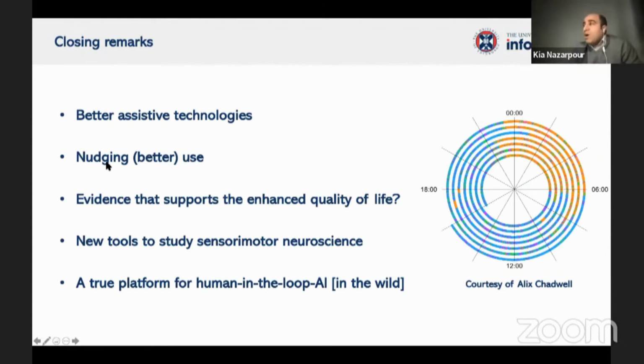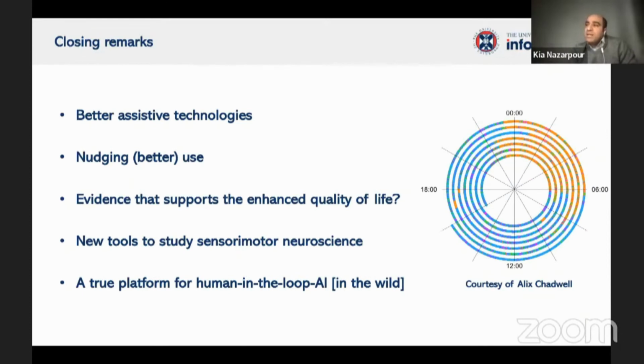So we hope that by this remote monitoring, we would be able to have better assistive technologies in the long term, and we would be able to nudge better use by collaborating with diverse stakeholders. We would perhaps be able to create evidence that shows enhanced quality of life for users. And from a scientific point of view, we would be able to create new tools that enable studying sensory motor neuroscience in a totally different context.